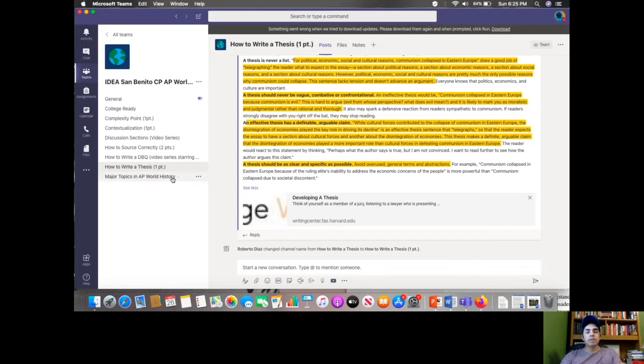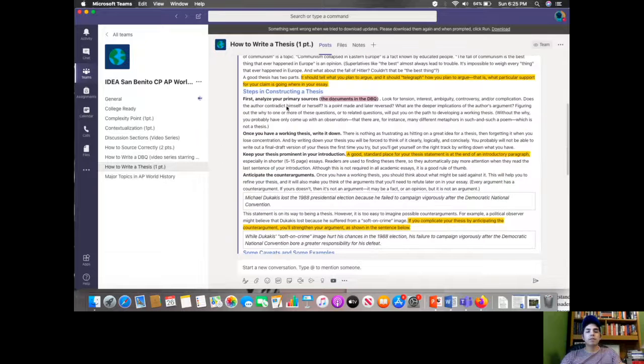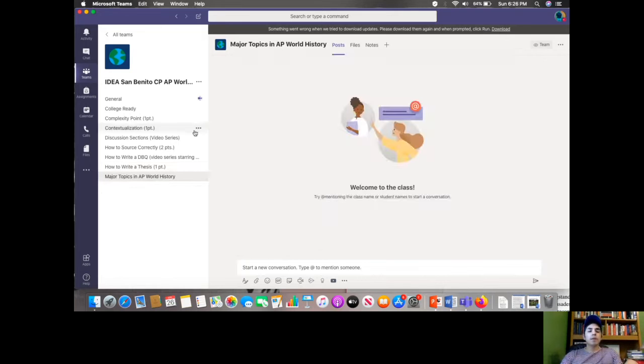This is where there will be information on how to write a thesis. Right now, there's just stuff here from the Harvard Writing Center. More of it is going to be populated through the week.